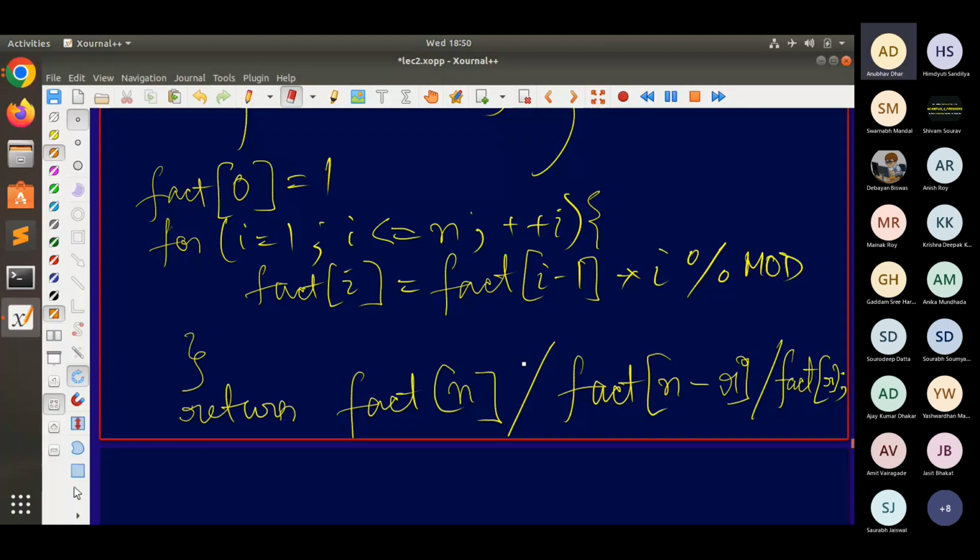So as one of you suggested, you can actually compute this, right? Raise to the power mod minus 2, times mod minus 1. So this can be done.